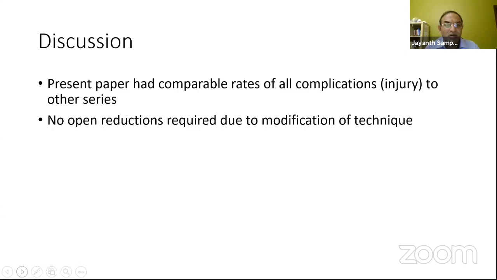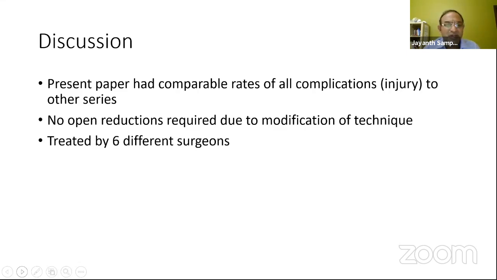These are injury-related complications. They did not require any open reductions because they modified this technique. And one of their hypotheses is that one of the reasons other series may have had a higher open reduction rate is because they encountered this difficulty wherein they were not able to reduce. So they are saying in a reverse oblique pattern, if you do this slight modification of technique of translating this fragment, then you can avoid open reduction. And that's the main message from this paper.